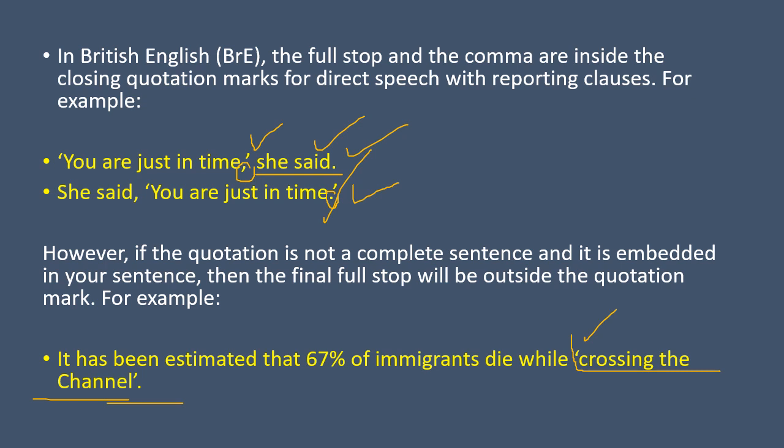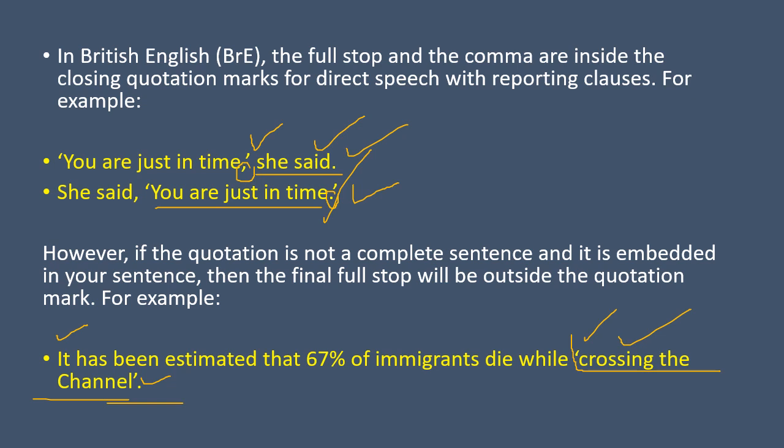The full stop is at the end because this full stop is not used for this quote. The full stop is used for this sentence. The sentence starts here, the sentence finishes here, and the sentence just uses this quote as part of the sentence. Now this is not a complete quotation like that. This is a complete quotation.